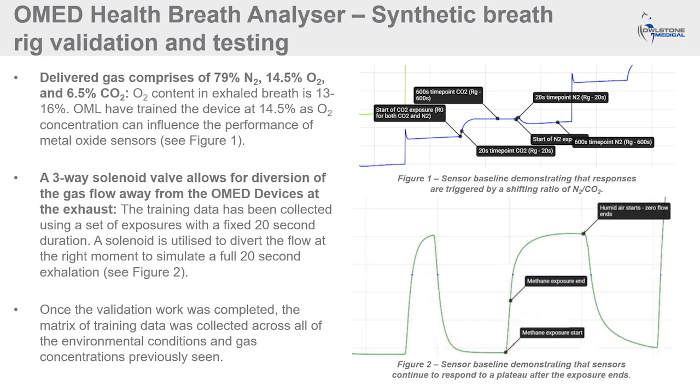To ensure that we were able to get the device to reach a peak, a three-way solenoid valve was utilised at the rig outlet to divert the gas flow immediately after a 20-second period. The devices are left in situ to allow for a plateau to be reached, and then they're cleaned down with a flush of air afterwards. This emulates a true breath sample as closely as possible.